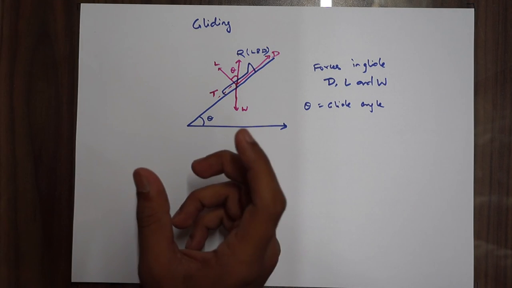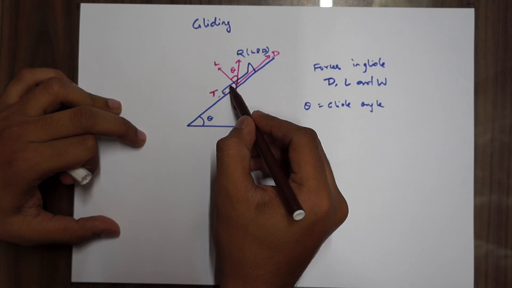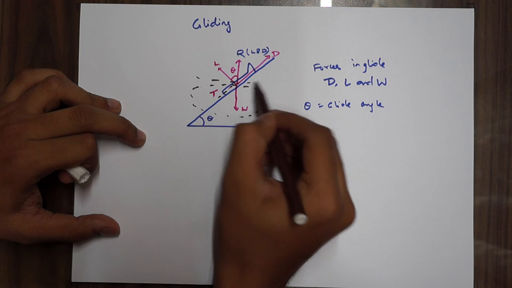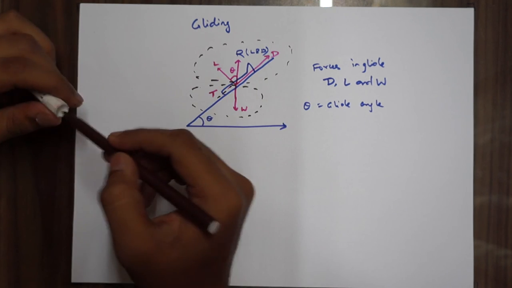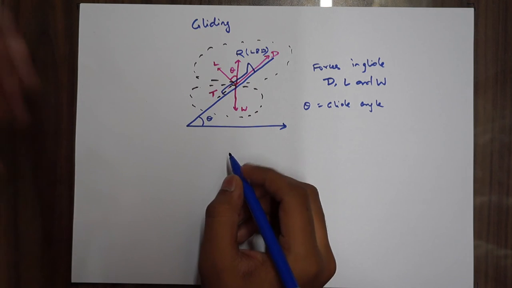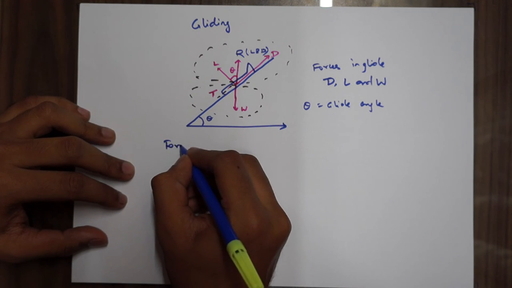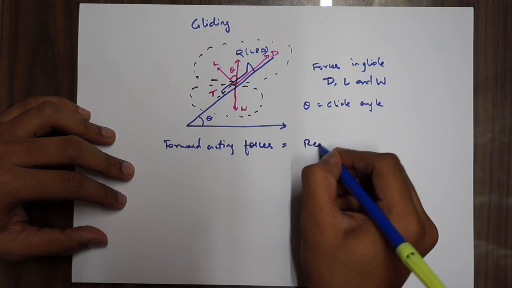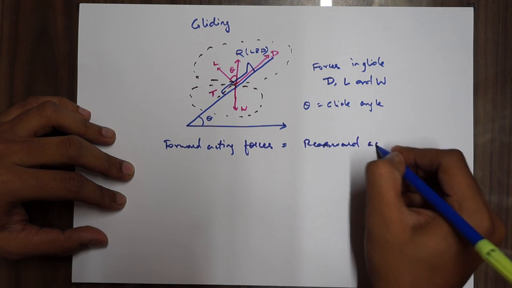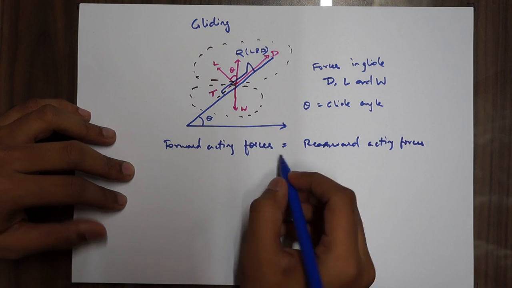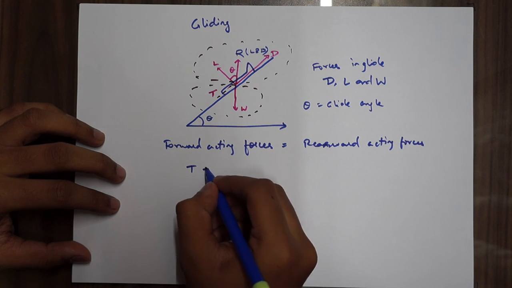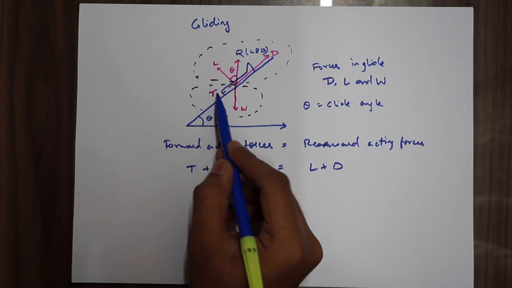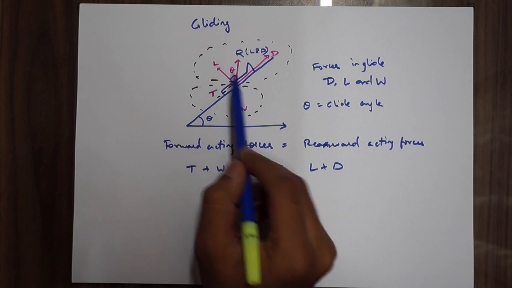Now, this is interesting to notice here. This thrust forms one pair and this forms another pair, so that your aircraft is in a steady descent or glide when the forward acting forces are equal to the rearward acting forces. These are key points. This is regularly asked in exams. So T plus W equals L plus D. These are the forward acting forces in a descent, and your rearward acting forces are lift and drag.